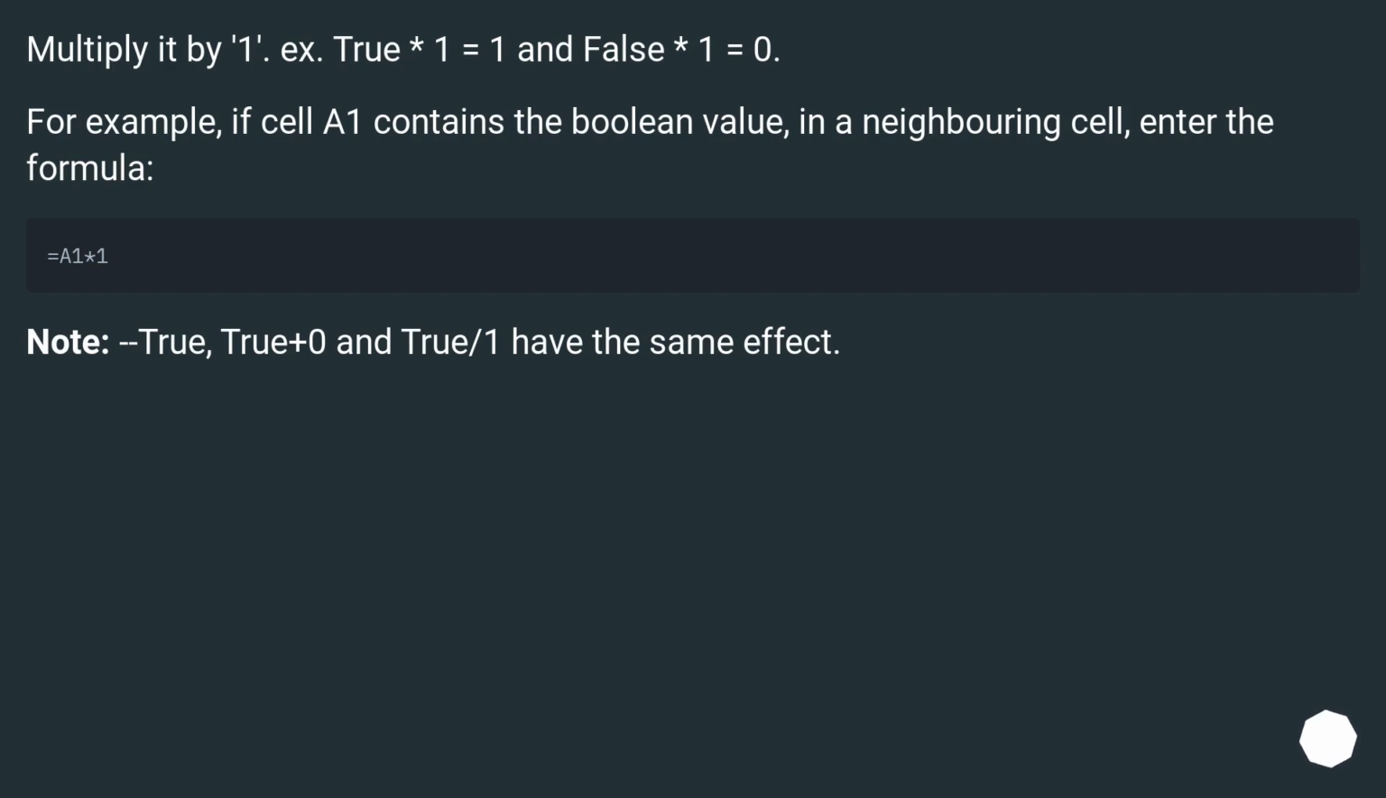Multiply it by 1. True times 1 equals 1 and false times 1 equals 0. For example, if cell A1 contains the Boolean value, in a neighboring cell, enter the formula. Note: true plus 0 and true times 1 have the same effect.